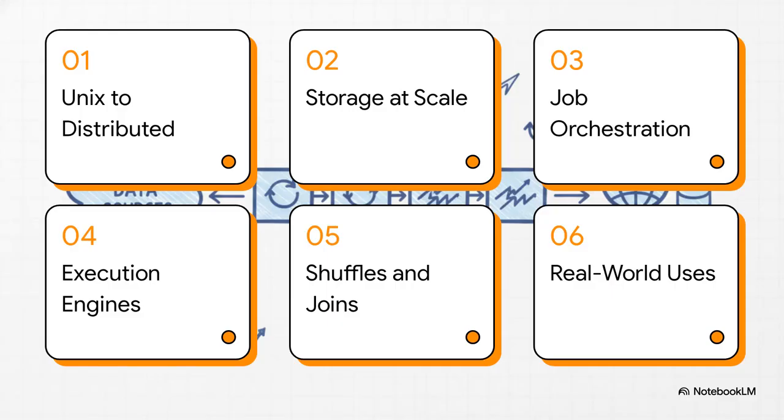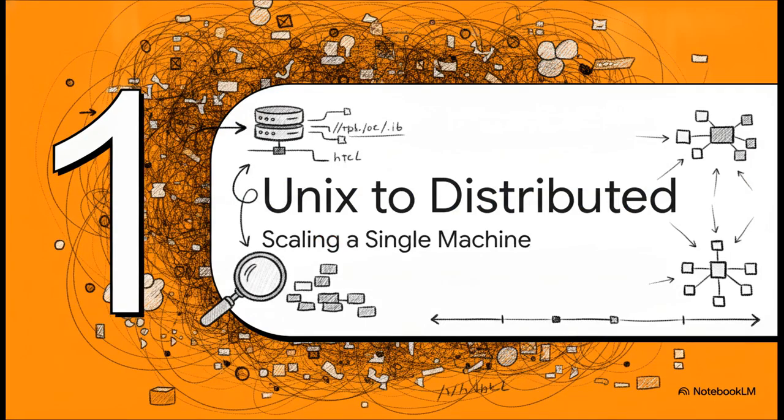To build our understanding, we're going to take a bit of a scale-up journey. Here is our roadmap. First, Unix tools to distributed systems. Second, storing data at scale. Third, orchestrating distributed jobs. Fourth, MapReduce and data flow engines. Fifth, the shuffle algorithm and joins. And finally, real-world batch use cases. Let's kick things off with Section 1, Unix tools to distributed systems, scaling the single machine.